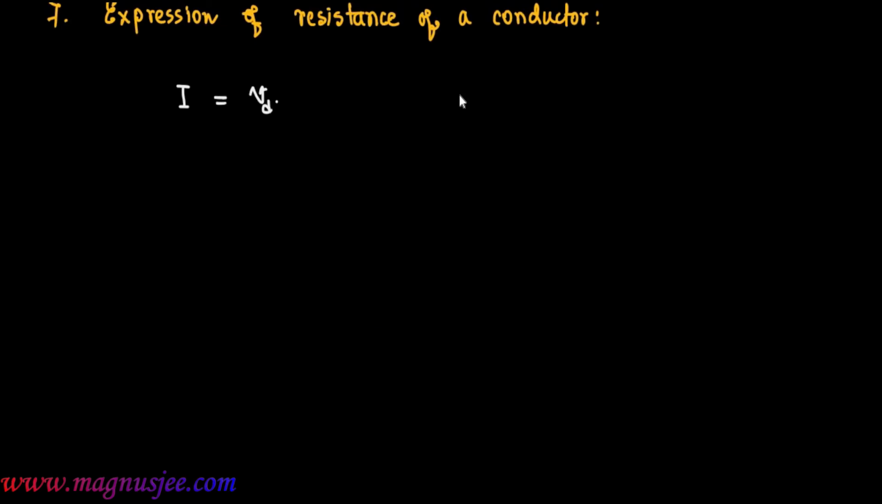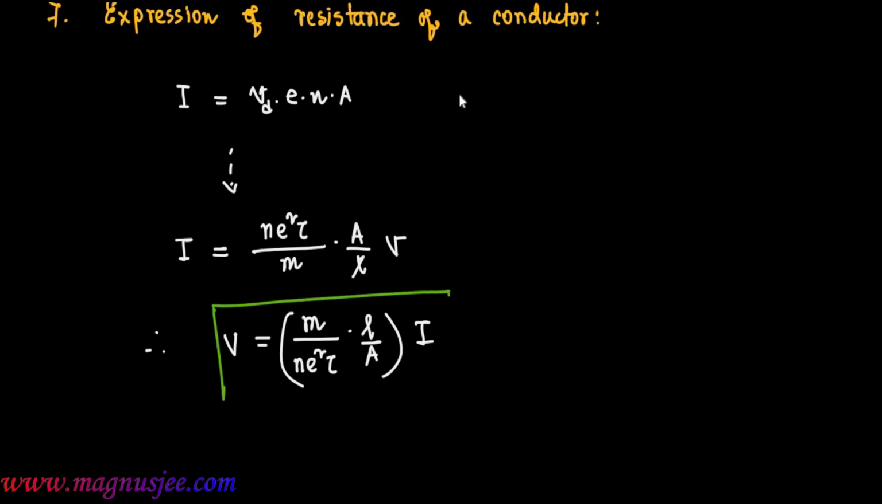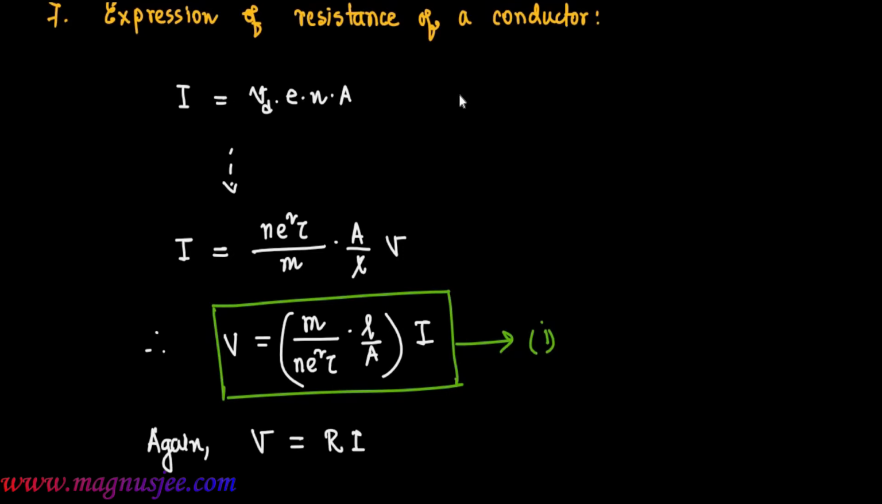Expression of resistance of a conductor. Now the current flowing through a conductor is I, which is equal to v_d e n A. Now putting the expression of drift velocity v_d in the expression of I, we get I as equal to n squared tau by m, A by L, dot V. Therefore V is equal to m divided by n squared tau, L by A, into I. That is the expression of V, the potential difference across a conductor or resistor. Again, potential difference V is equal to R into I, where R is the resistance, which is equation 2.